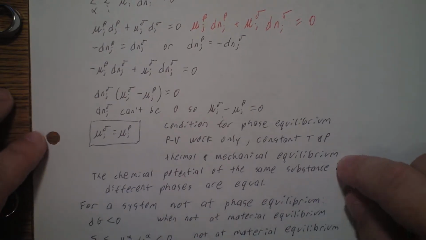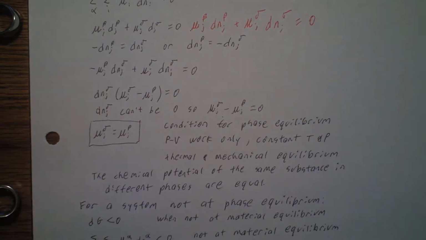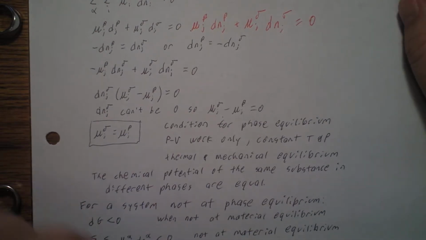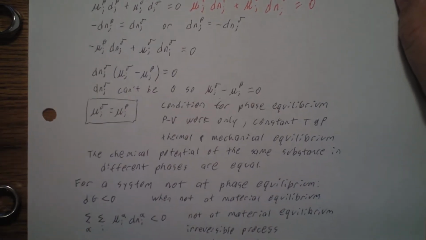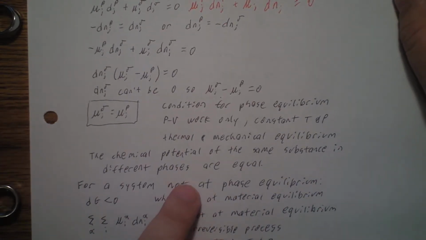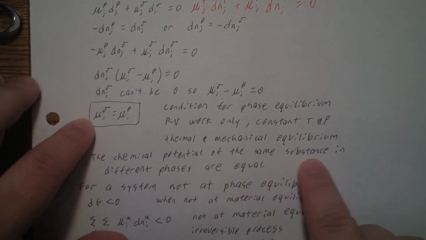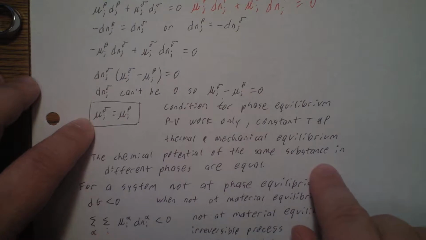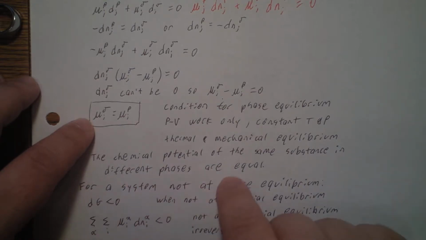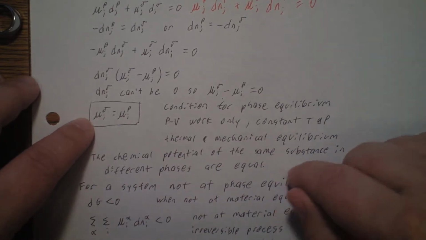And of course, we're at thermal and mechanical equilibrium. So what this tells us is that the chemical potential of any substance, the same substance, in different phases is going to be equal at equilibrium.